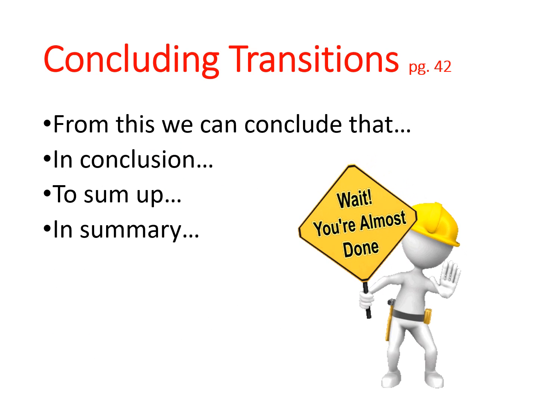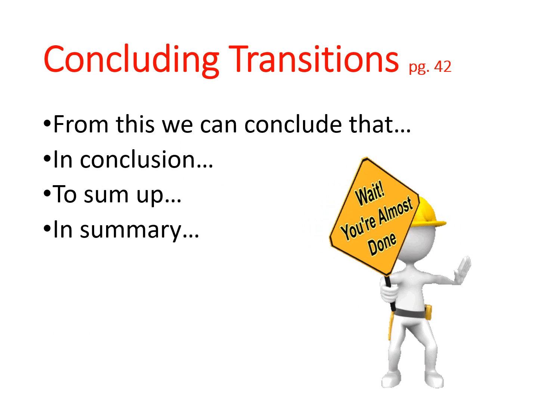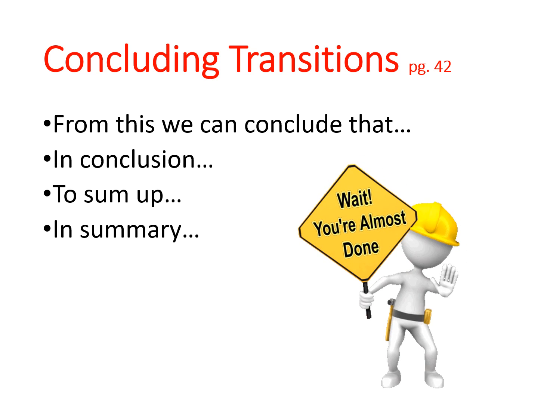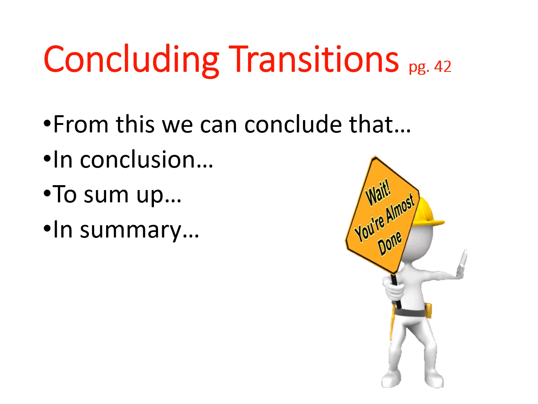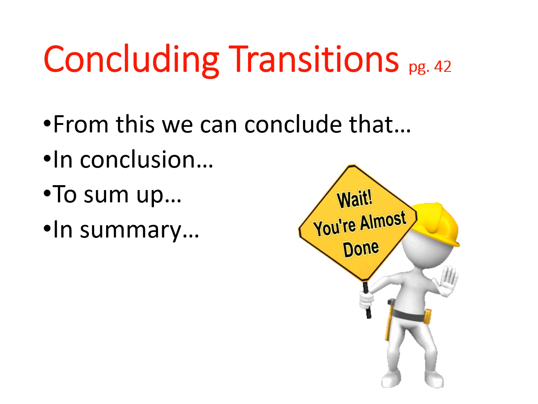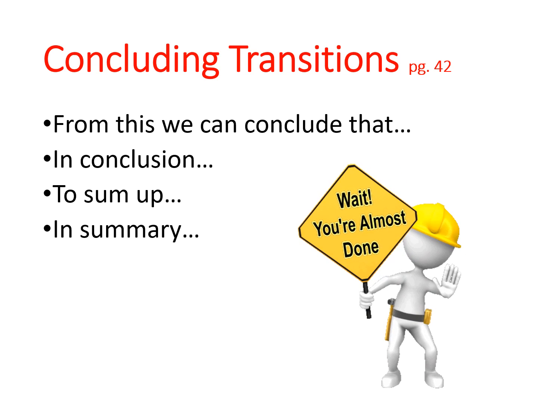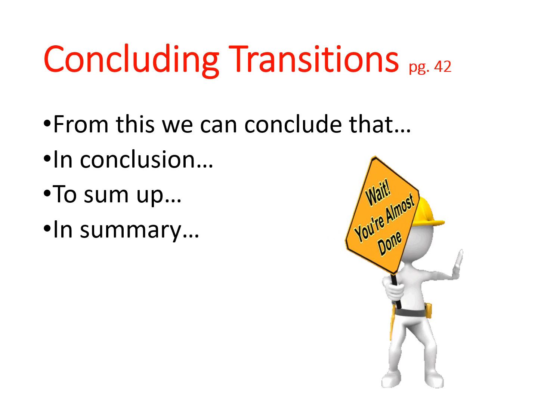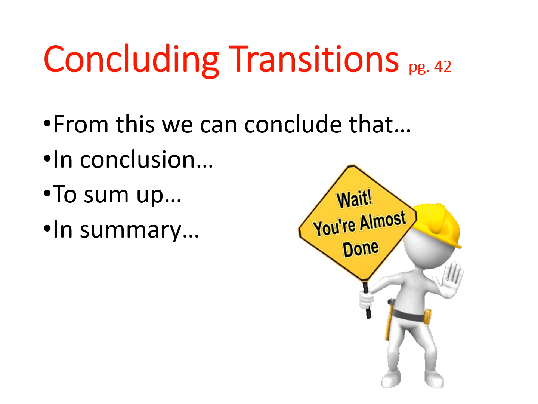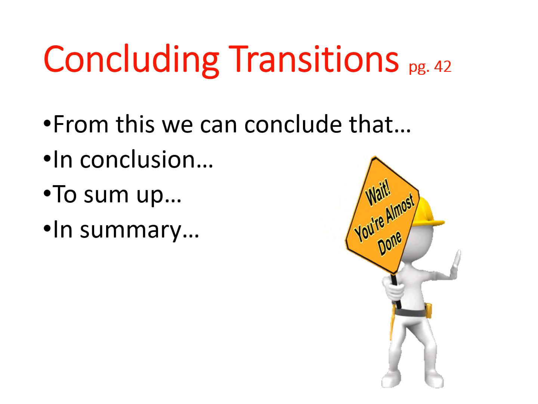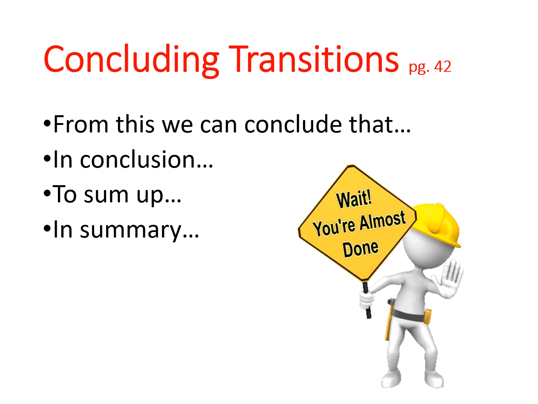Here are some examples of concluding transitions. We want to let the readers know when we're going to finish. So these are some examples of how we can show the reader that we're going to finish up pretty soon. We can say things like, from this we can conclude that, in conclusion, to sum up, in summary. All of these are considered concluding transitions.